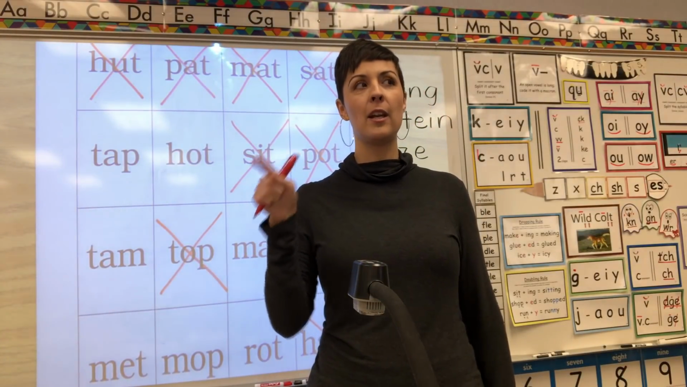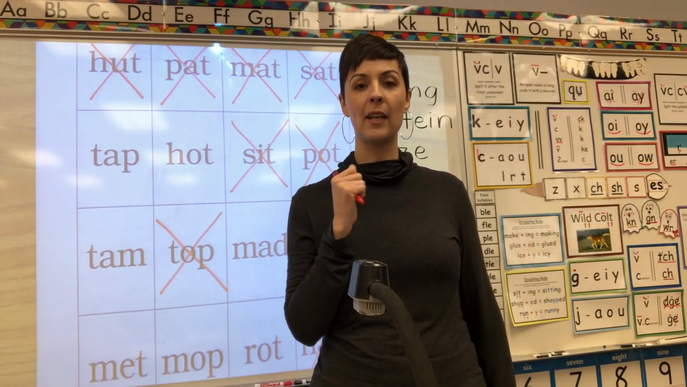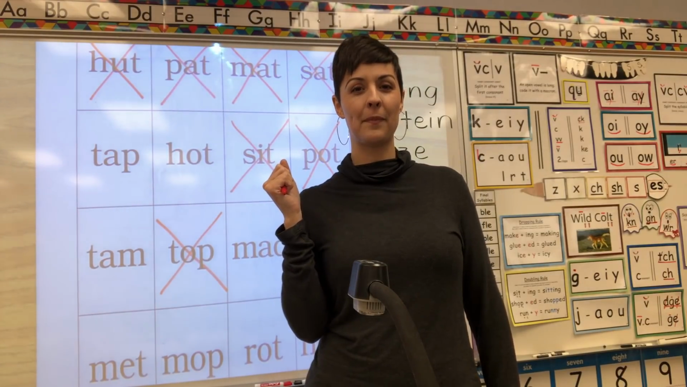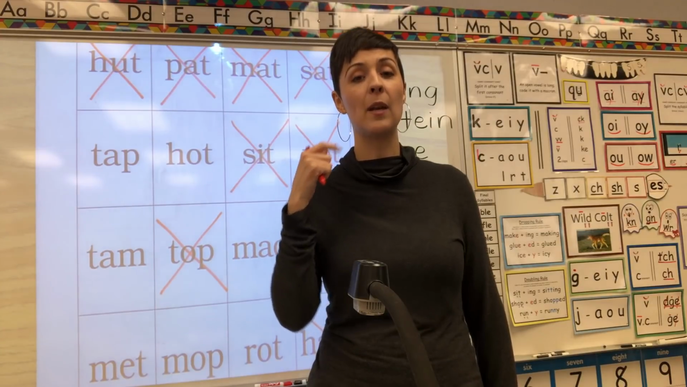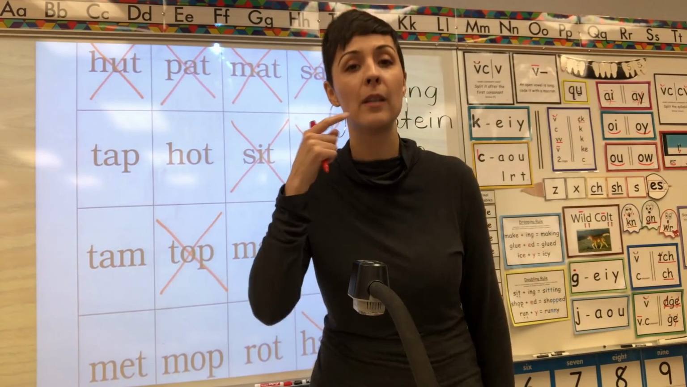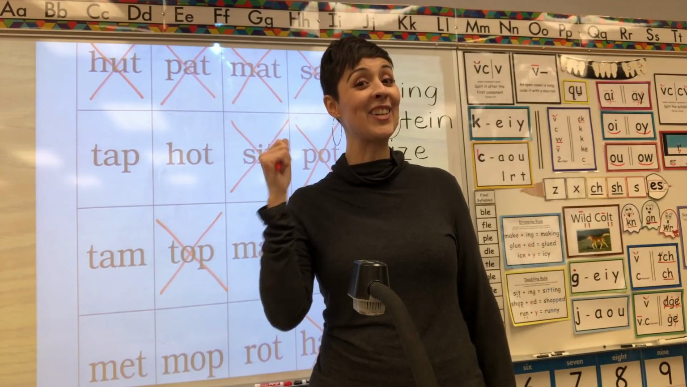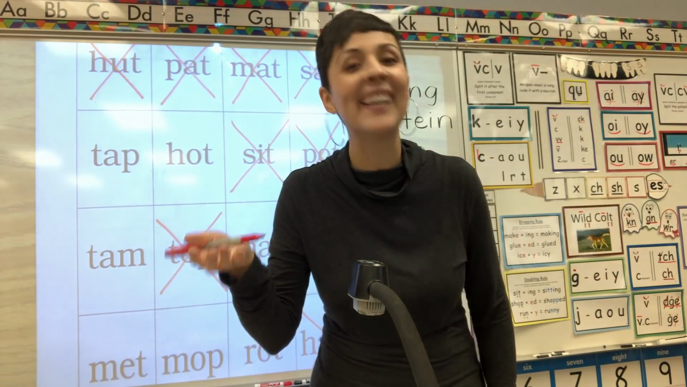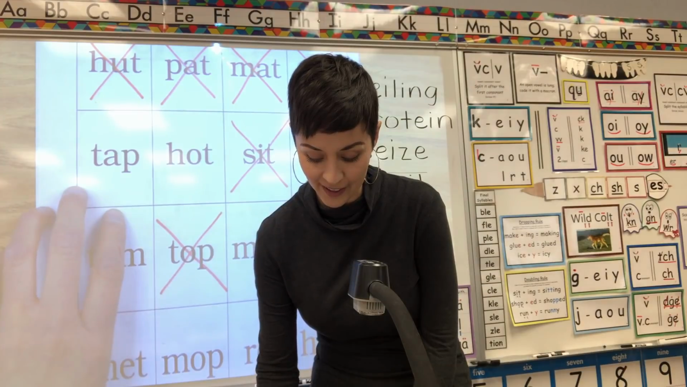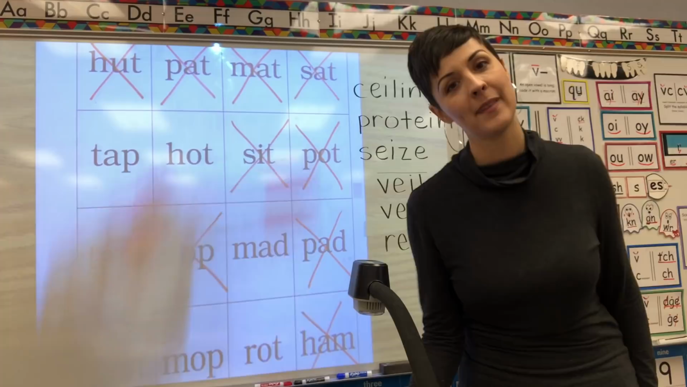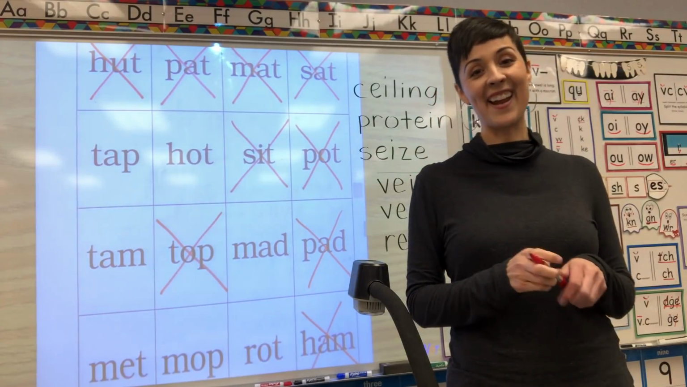Next one, change the last sound in pan to d. We went from pan to pad. You got it, pad. Oh, look at that. Guess what? Bingo. Or I could say second bingo, because now I have 2.